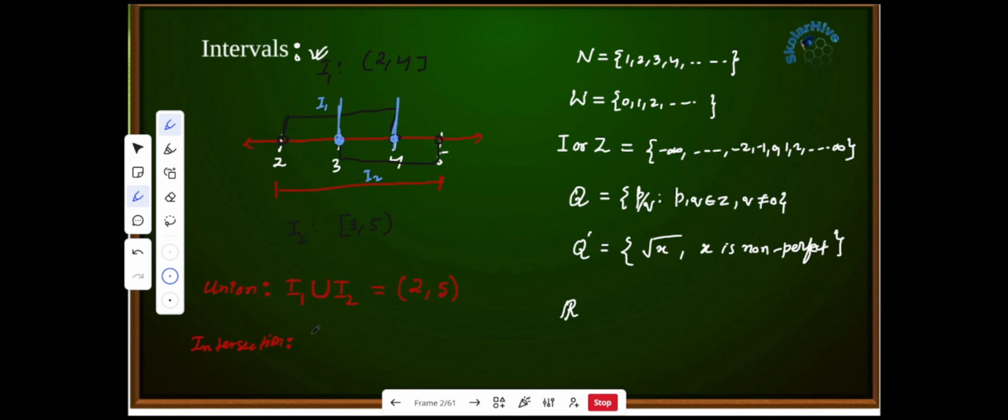So the intersection of these two, I1 and I2, and we'll use the inverted U as the intersection symbol, is nothing but the interval containing 3 and 4. Okay, 3 and 4, this is the common region. But here 3 is also included and 4 is also included, so we need to keep the closed interval at both ends. Let me give one more example for better understanding of union and intersection of intervals.